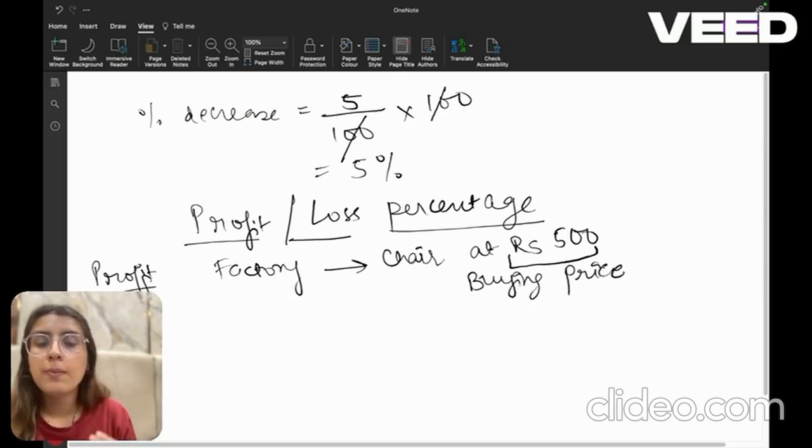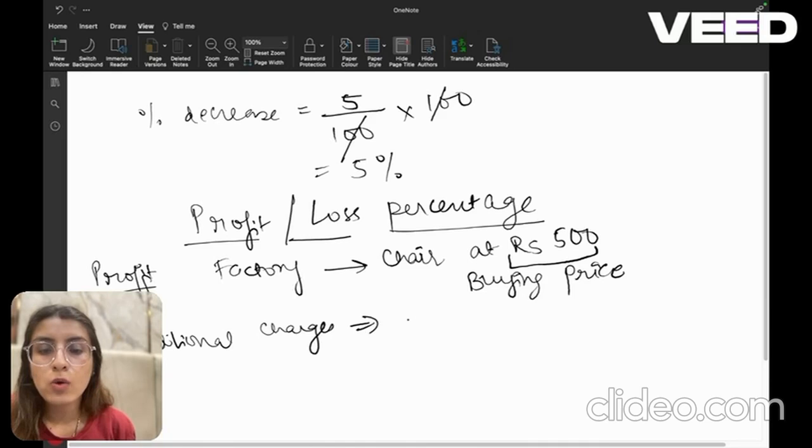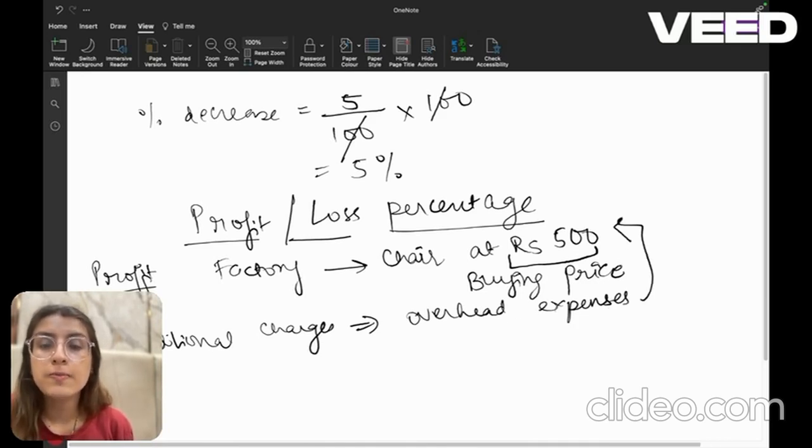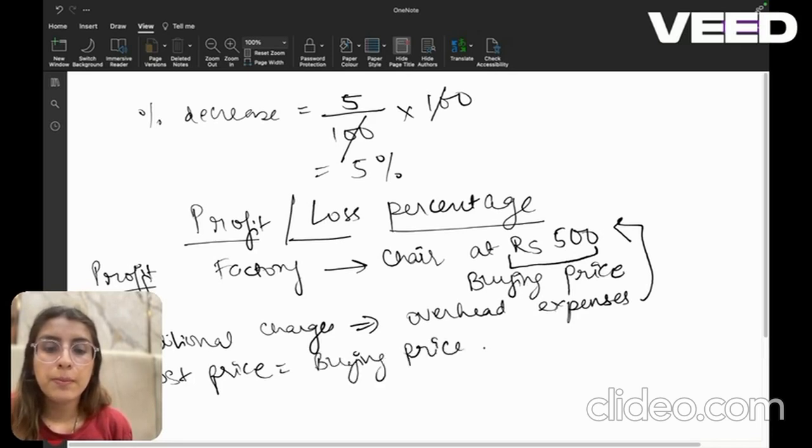Now, when the chair is brought to my shop, will it be free of cost? No, I have to pay some transportation cost, some labor cost, some packaging cost. Those additional charges are my overhead expenses. These overhead expenses have to be added to the buying price so that we get the cost price. So my cost price for that particular chair will be buying price plus overhead expenses.